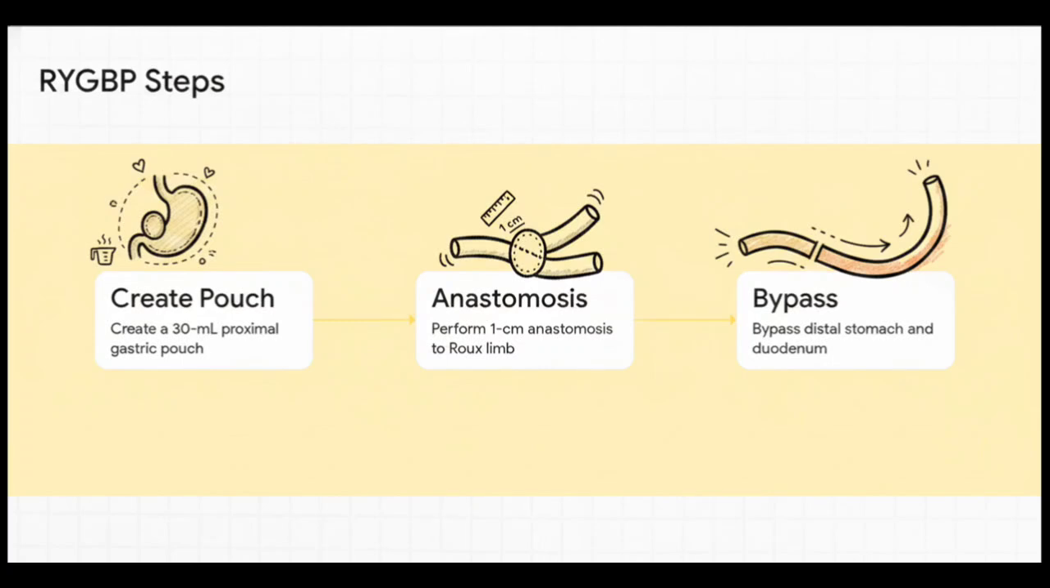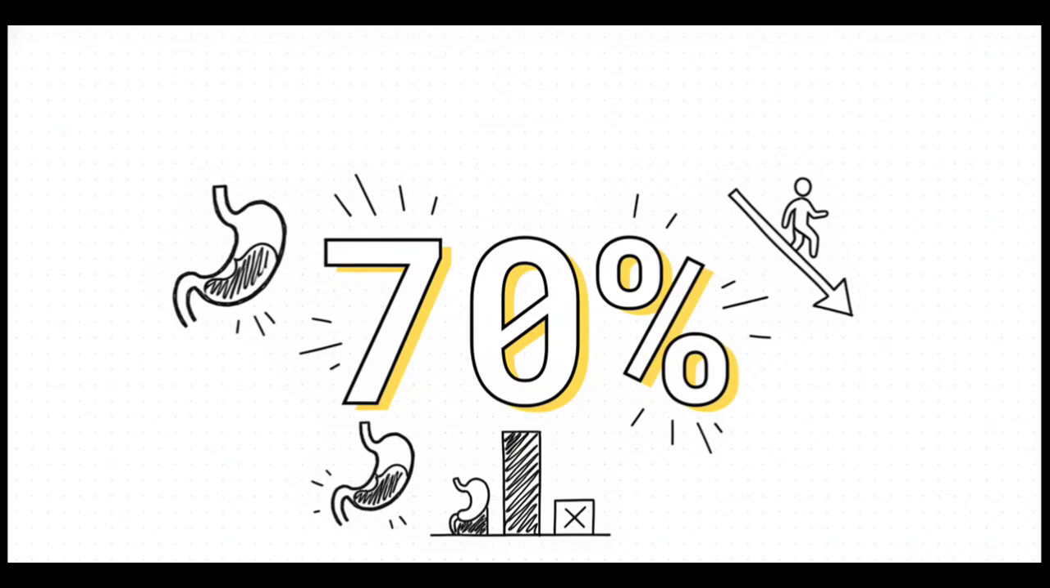The surgeon creates a tiny 30 milliliter proximal gastric pouch, performs a very tight 1 centimeter anastomosis to a Roux limb, and completely bypasses the distal stomach, duodenum, and proximal jejunum. And the outcome of this combined approach? A massive 70% mean excess weight loss. When it comes to total weight lost, this is demonstrably superior to purely restrictive procedures.